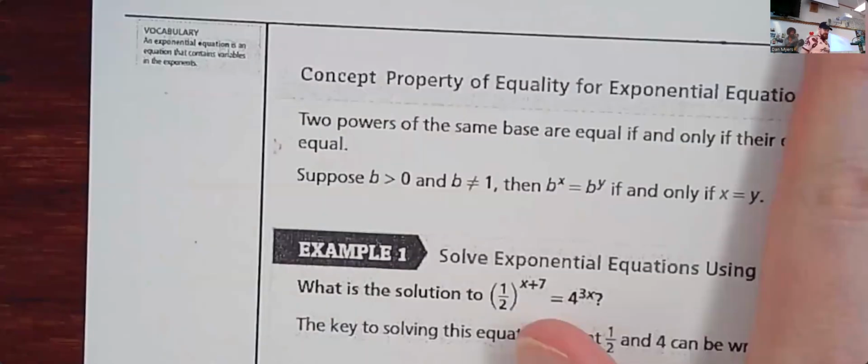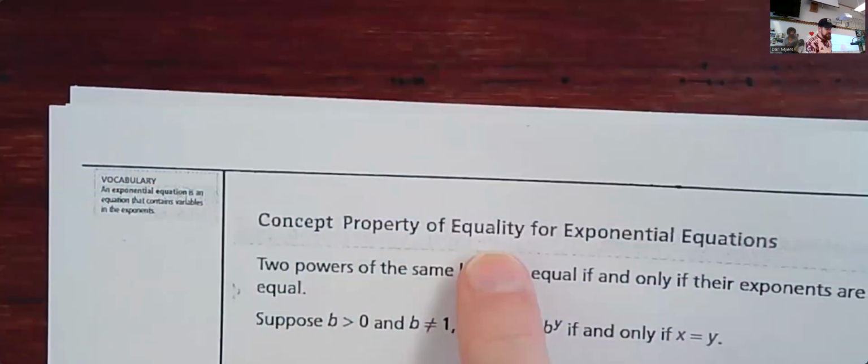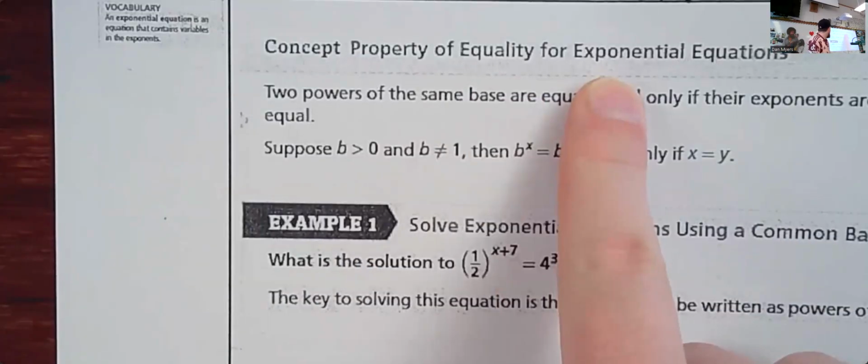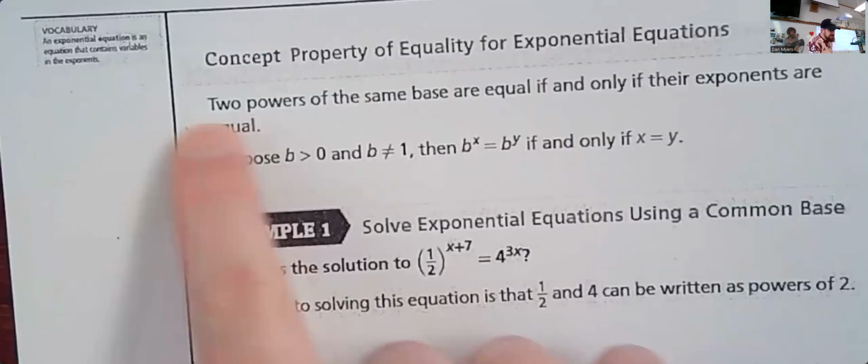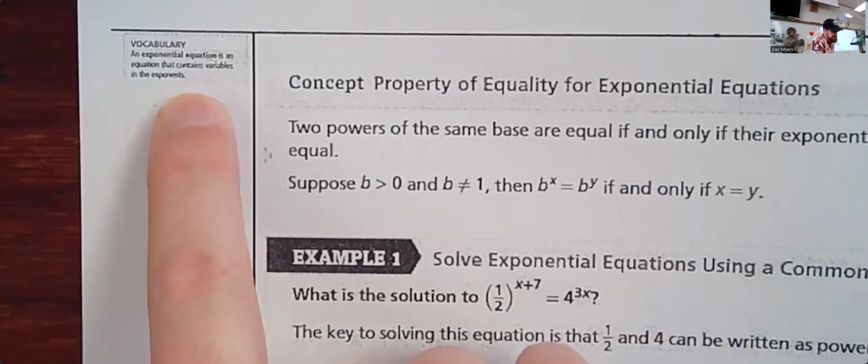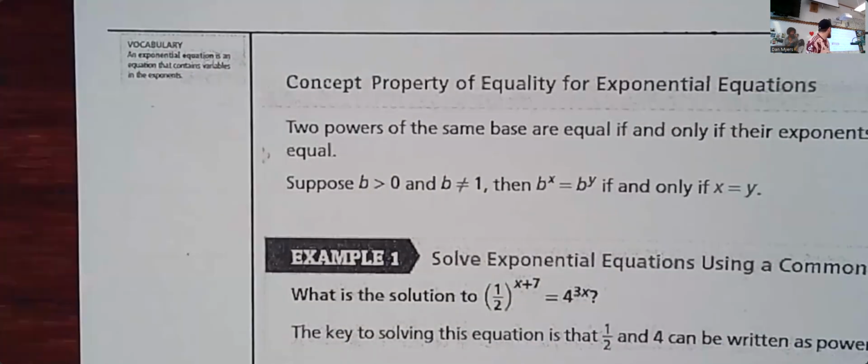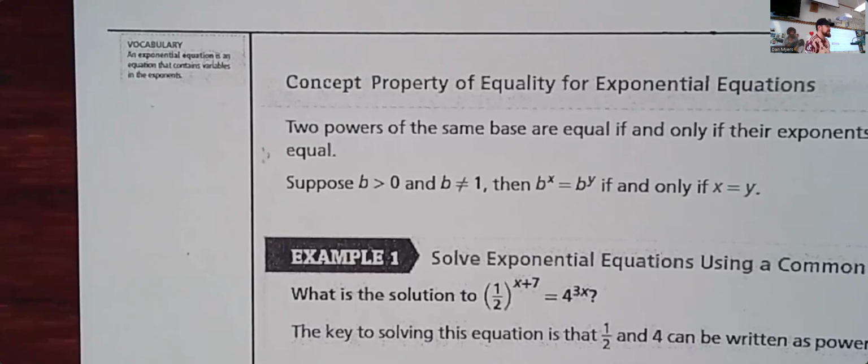So our first concept that we're talking about today is a property of equality for exponential equations. And off to the side, there's a definition, very small, but I think it's legible. It says an exponential equation is an equation that contains variables in the exponents. So if you have an equation with variables as exponents, or within the exponent themselves, that would be an exponential equation. So that's what we're going to be starting off by solving today.